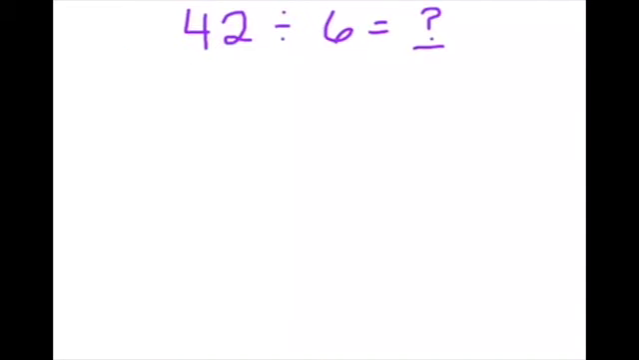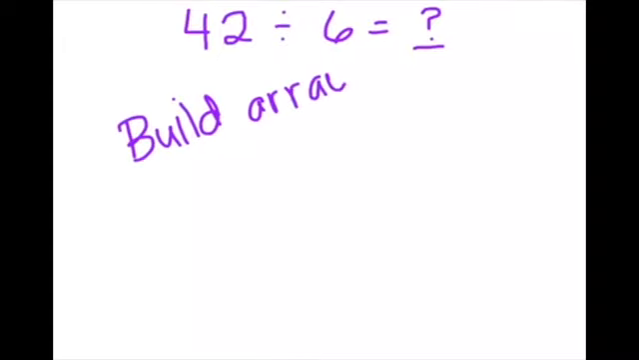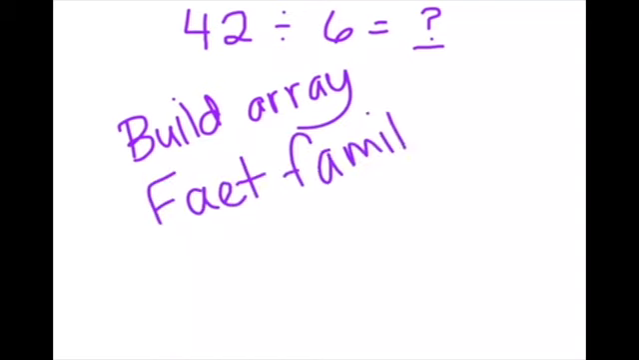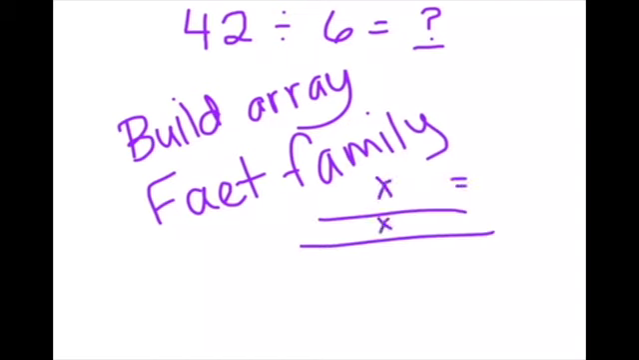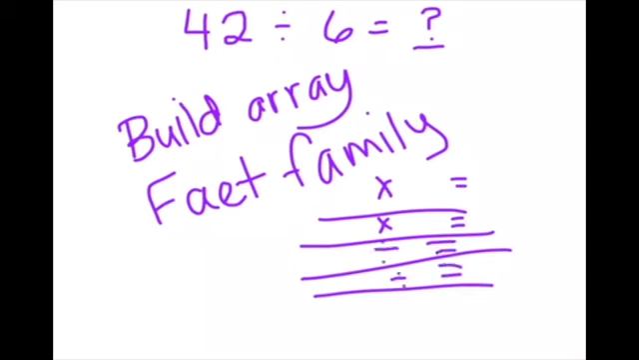Okay, so this time I want you to try this on your own. 42 divided by 6 equals unknown. I want you to build the array for me. And then I want you to tell me the fact family. Okay, so remember the fact family would be 2 multiplication sentences and then 2 division sentences. Okay, if you can only come up with 2 of those, the multiplication and division, that's okay, but I really want you to challenge yourself and try to come up with all 4.